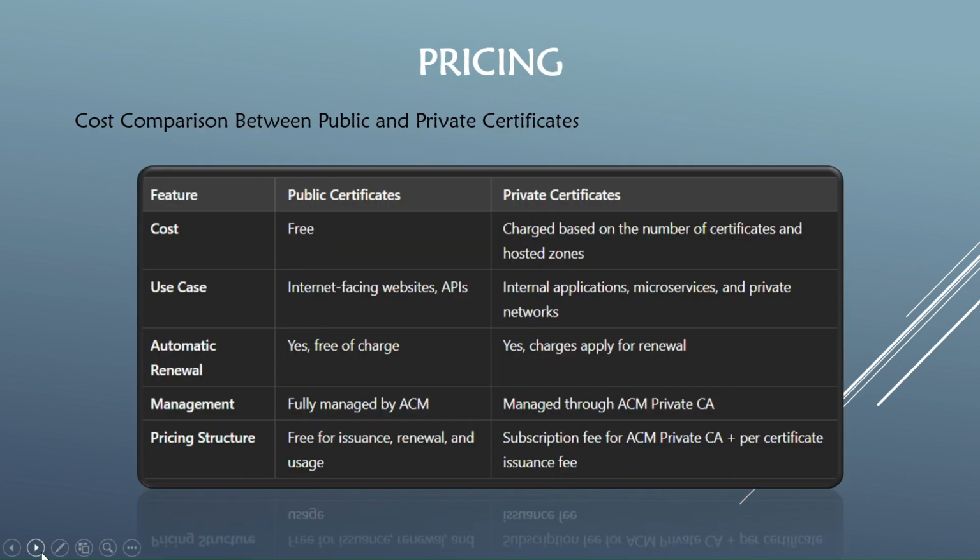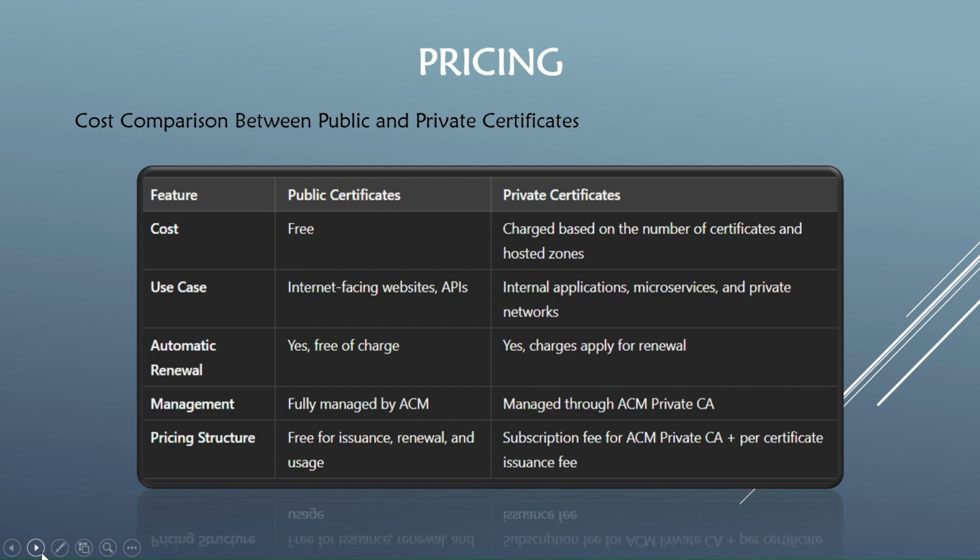Next thing is pricing, a comparison between public and private certificates. When it comes to a public certificate, it's free of cost. And when it comes to private certificates, it's charged based on the number of certificates. Automatic renewal is free of charge for public certificates, and it's fully managed by ACM.